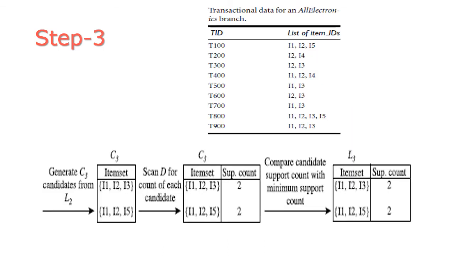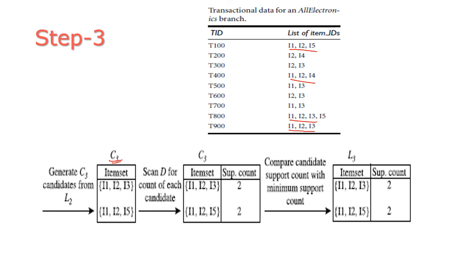From this L2 we have to select the candidate of 3 item set. 3 item set, right? 1, 2, 5 is there, 1, 2, 4 is there, 1, 2, 3 and 1, 2, 3. Okay, so these are the 3 item set.